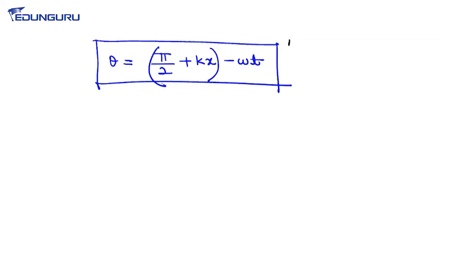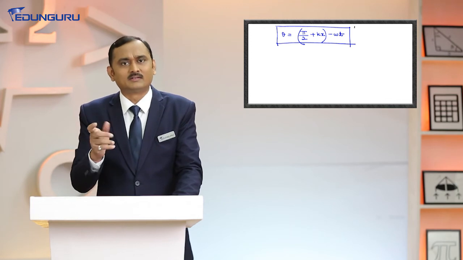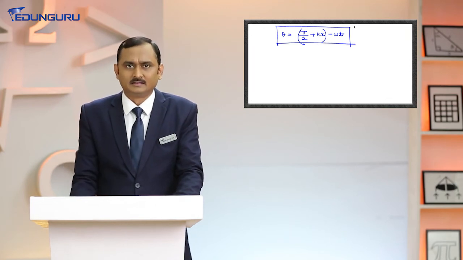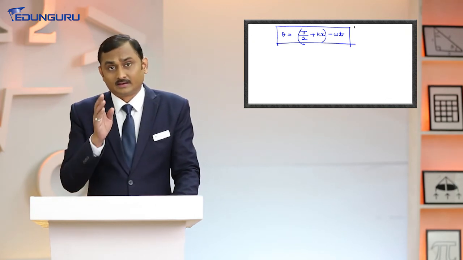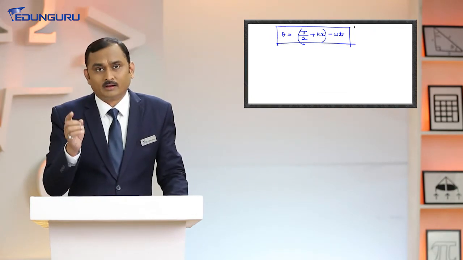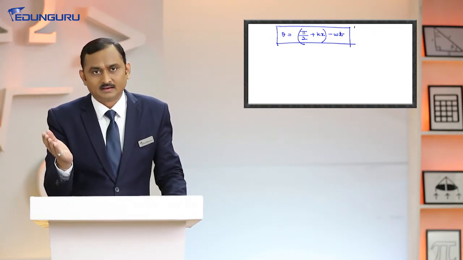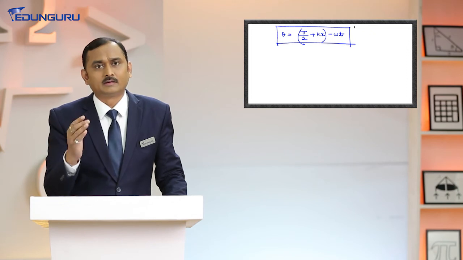So, theta is equal to pi by 2 plus kx minus omega t. Now, you can see here that as time t changes, theta is decreasing, right? So, we can say that theta is changing with time, so the angle of the resultant field is changing with time.